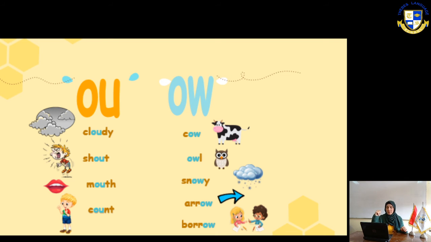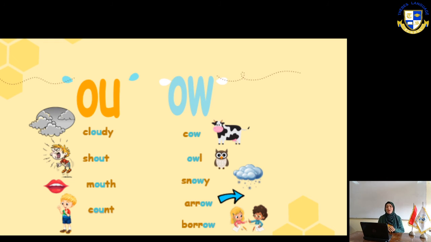Borrow, to borrow. Borrow means that you take something from someone and then you give it back to him again. When in the classroom you borrow the pencil of your friend, because you say I don't have a pencil, so you borrow your friend's pencil. And then when you finish writing with it, you give it back to your friend. So it's called to borrow.